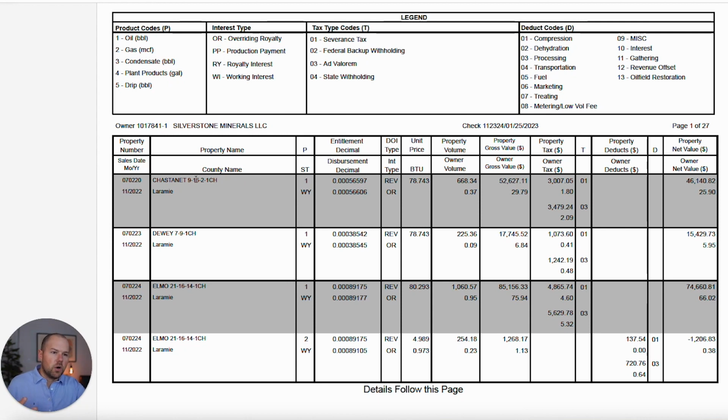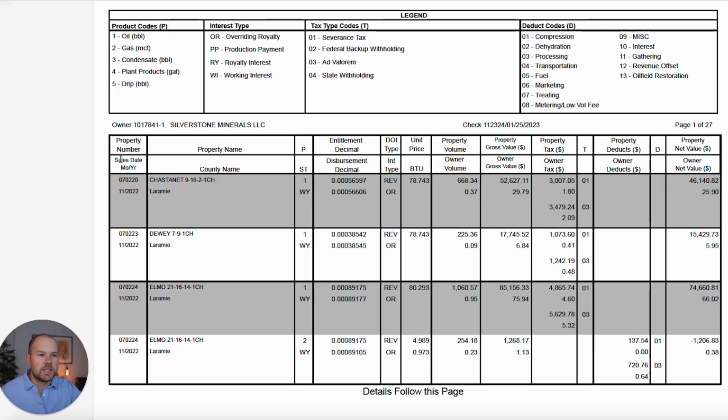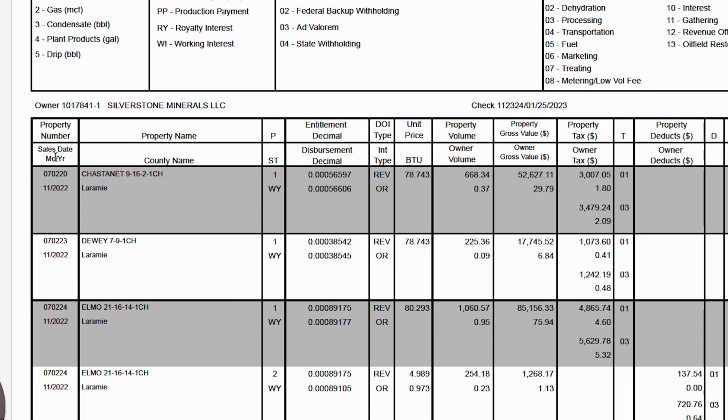The first thing to note about the Chassenay well and about check stubs in general is the sales date. It's gonna give you a month and a year. This is the month that the oil and gas was produced and sold. In this case, it was November of 2022. Now, the important thing to remember is that most operators pay royalties 2 months in arrears. So I would have actually received this check in January of 2023 for November 2022 production.